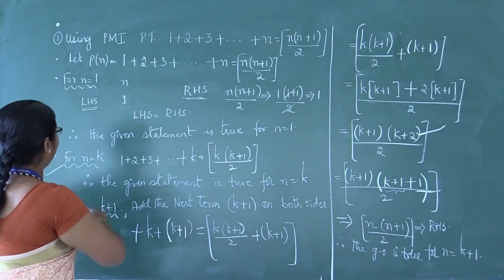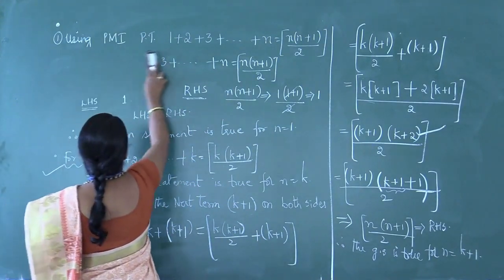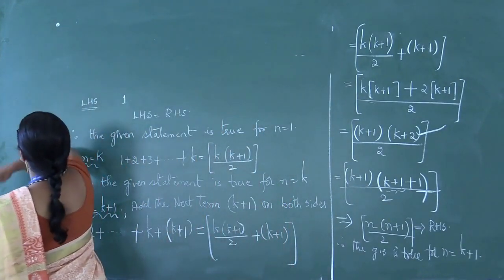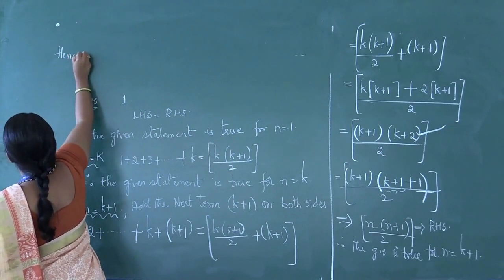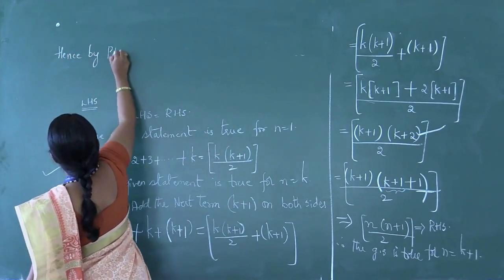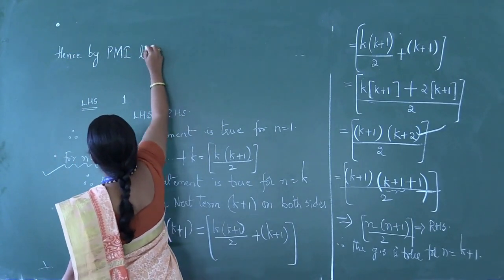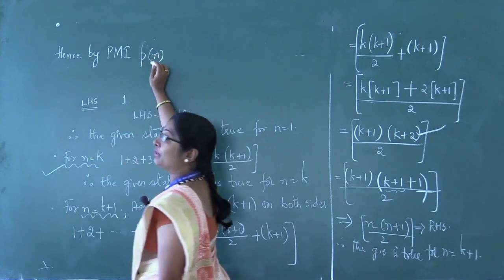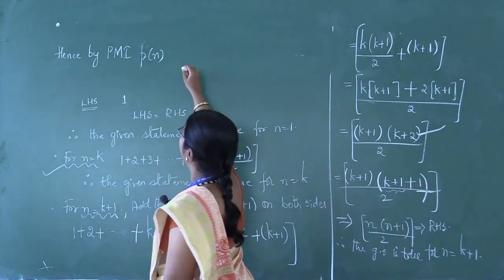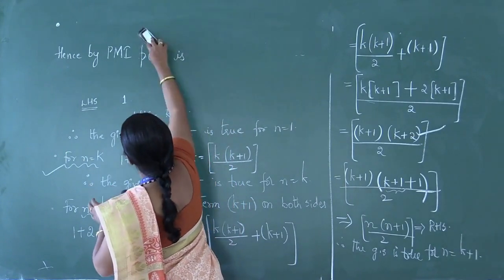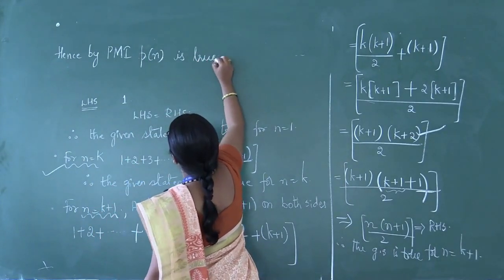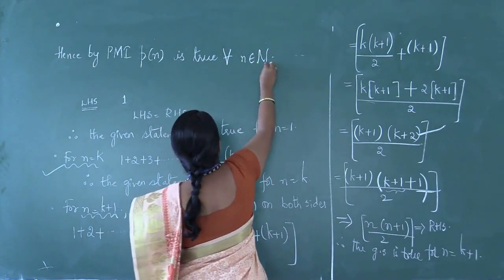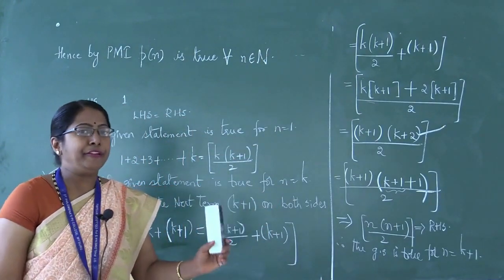Final conclusion will be, hence, by the principle of mathematical induction, the given statement is true for all n belongs to N. Hence, by PMI, that is principle of mathematical induction, the given statement, or you can write P of n, because we have denoted the given statement as P of n, P of n is true for all n belongs to N. This is about the first problem.